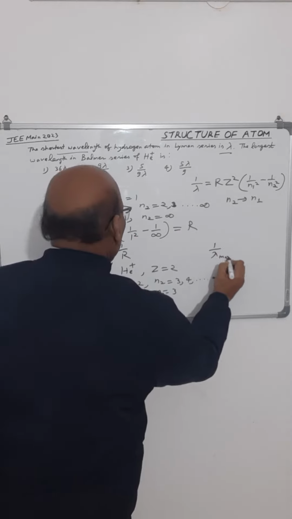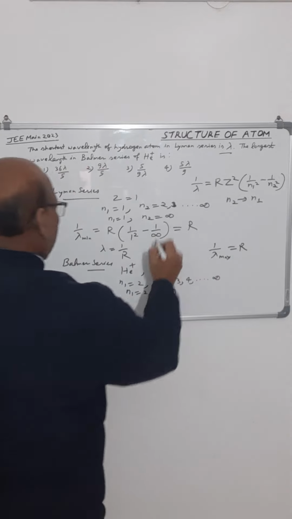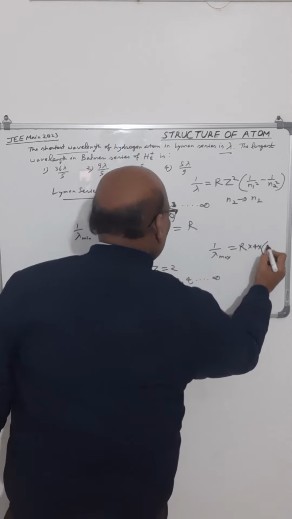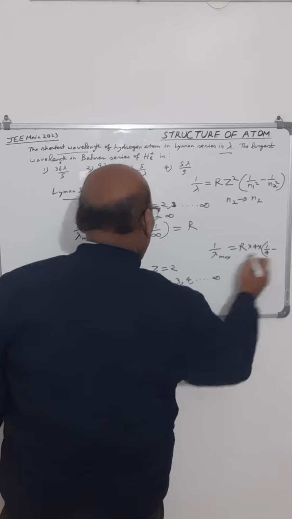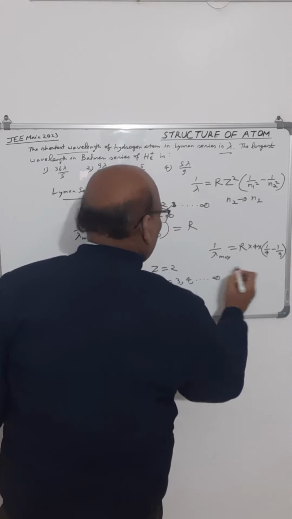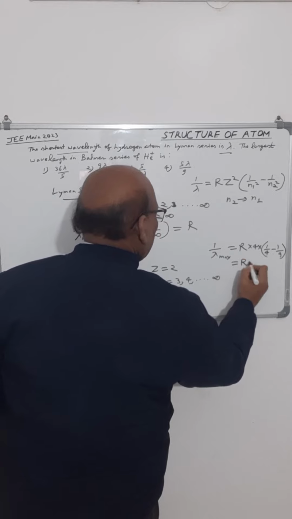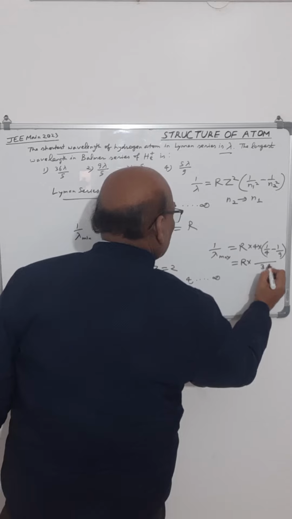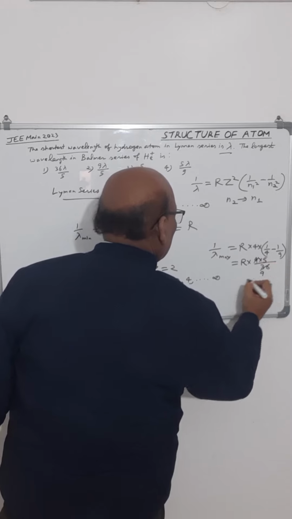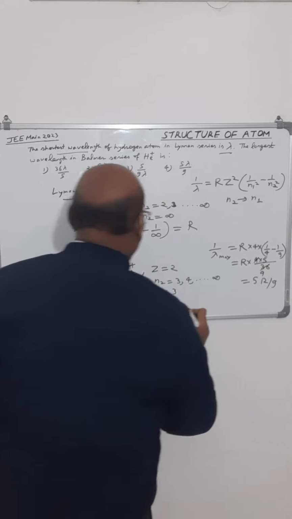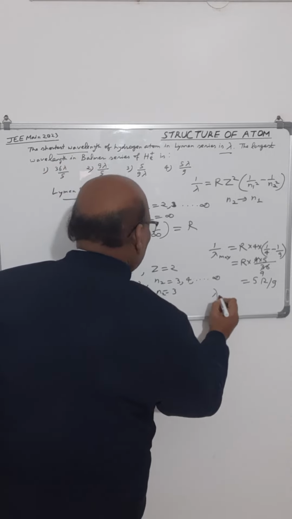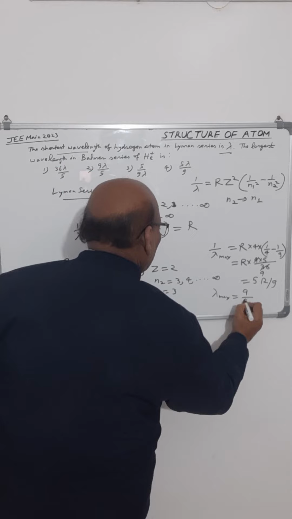So we will write this equation again. 1 upon lambda maximum will be equal to R into Z square, that is 2 square, that is 4, into 1 upon 2 square, that is 1 upon 4, minus 1 upon 3 square, that is 1 upon 9. So we will get R into 36, and 4 into (9 minus 4), that is 5. So this will be 5R by 9. This is the value of 1 upon lambda max. So we can say that lambda max will be equal to 9 upon 5R.